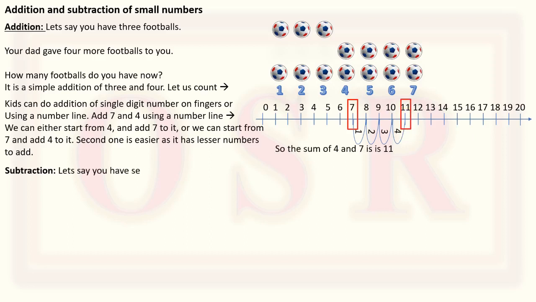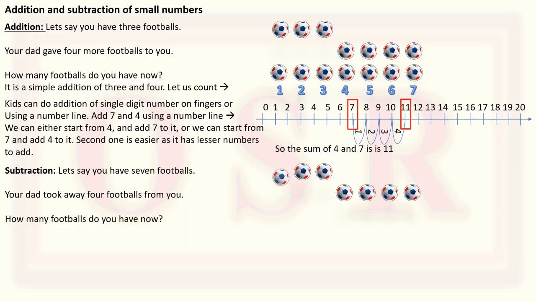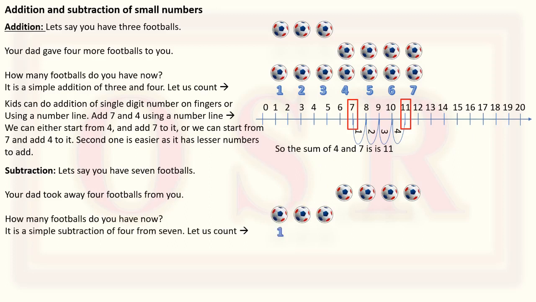Subtraction. Let's say you have 7 footballs. So we are continuing with the previous example but starting with 7 footballs in this case. Now your dad took away 4 footballs from you. So 1 gone, 2 gone, 3 gone and 4 gone. How many footballs do you have now? So we can count 1, 2 and 3. It is a simple subtraction of 4 from 7. Let us count 1, 2 and 3.